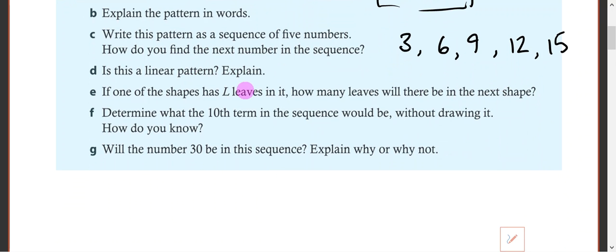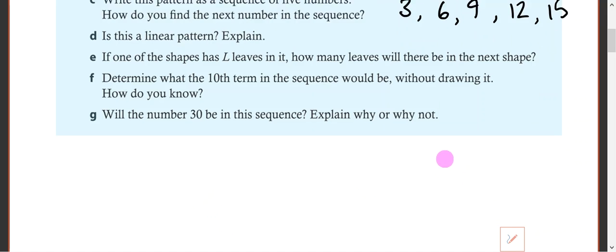Is the pattern linear? Yes. Why? It's consistent, adds the same amount. It has what we call a common difference. We add the same on each time. Each time we add 3.